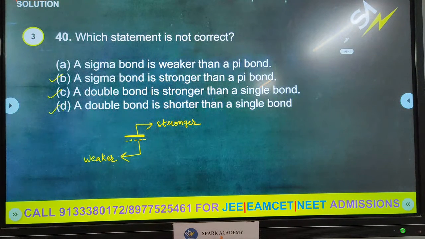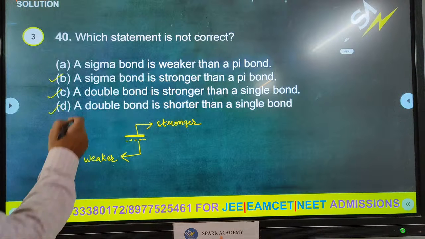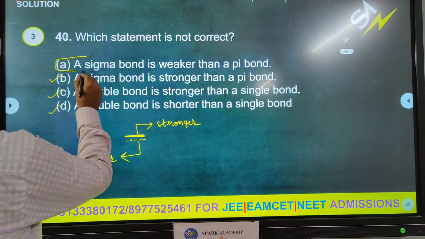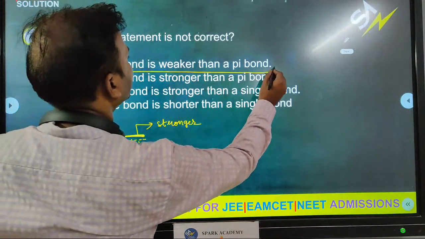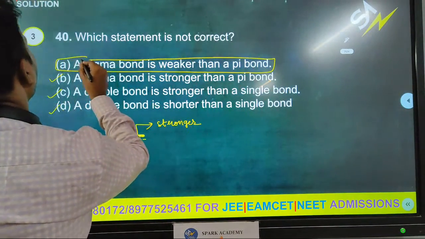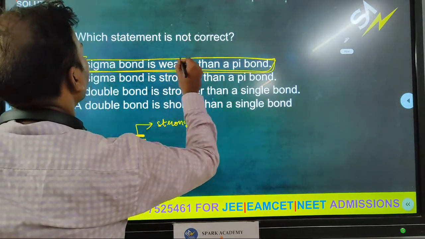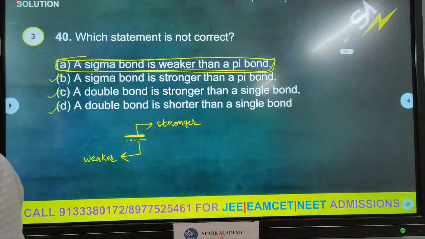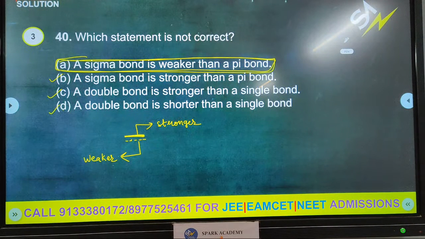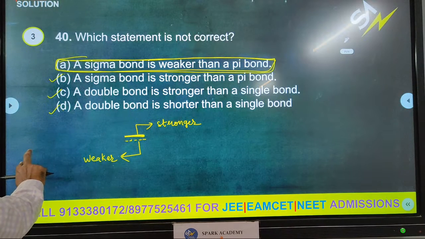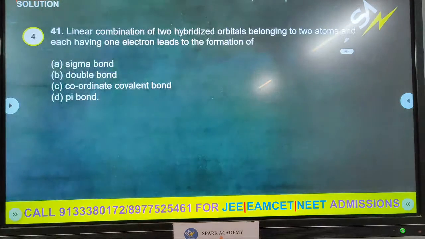So which is not a correct statement? A sigma bond being weaker is wrong. The sigma bond is stronger than the pi bond, and the first bond is sigma, formed by the head-on overlap. So the incorrect one is A. The remaining B, C, and D are correct.